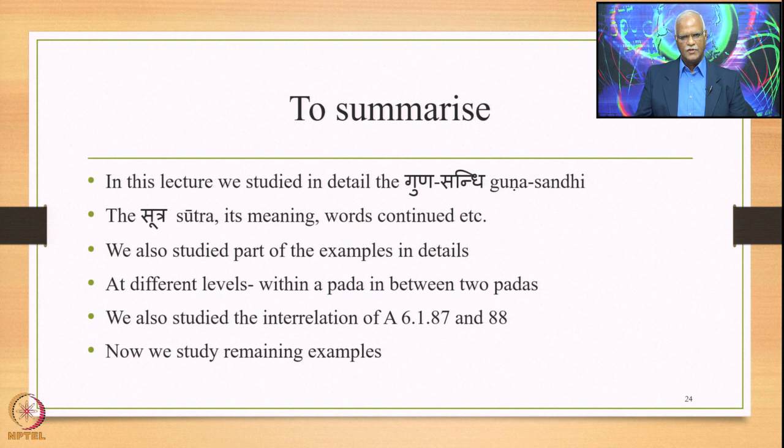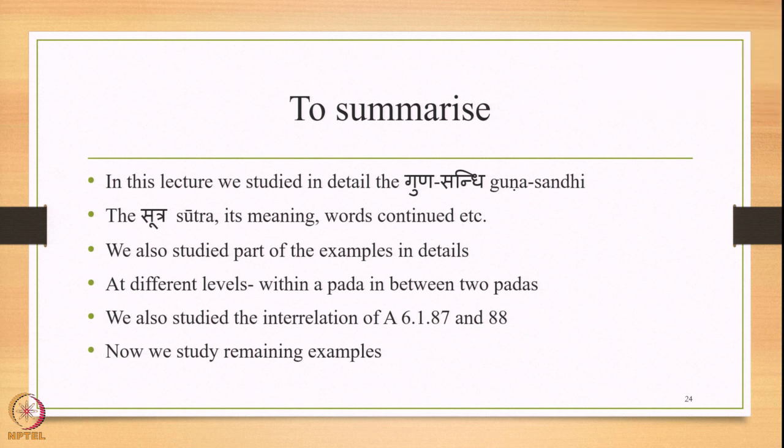To summarize, in this lecture we studied in detail the guṇa-sandhi, the sutra which states this guṇa-sandhi, ād-guṇaḥ. We also studied its meaning. We also studied the words continued in it from the previous sutras. We also studied part of the examples in detail. And these examples are taken from different levels, within a pada or in between two padas. We also studied the interrelation of 6.1.87 and 6.1.88. Now we study remaining examples and interrelation of some other rules. This we do in the next lecture. Thank you for your patience.